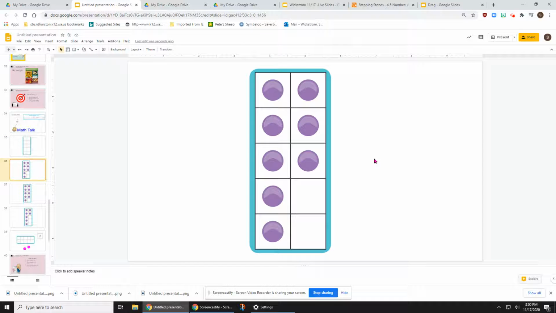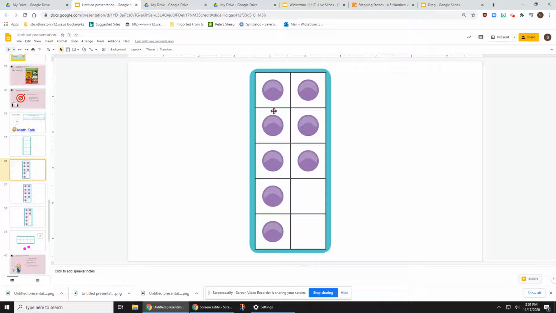Take a look at this one. I want you to go ahead and take a moment and tell me how many purple counters you see in this 10 frame. So give yourself a minute and think. Okay, I came up with the number 8. Did you come up with that number? And I actually have a couple different ways that I got to the number 8. And maybe you did the same thing I did. So let me show you.